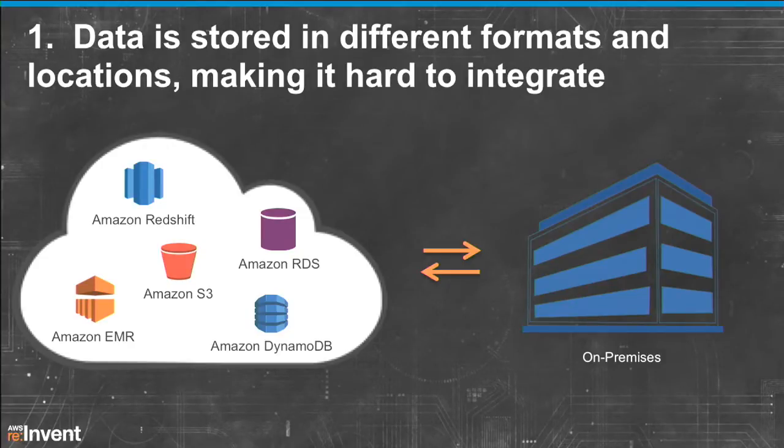You probably also have data on-premise in an Oracle data warehouse, in flat files, in any number of other data stores. And so let's say some of your data is on the cloud in AWS, and some of your other data is on-premise. It's especially difficult to move data back and forth and to integrate it into your data workflow.